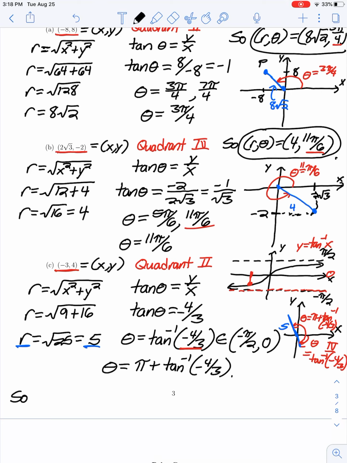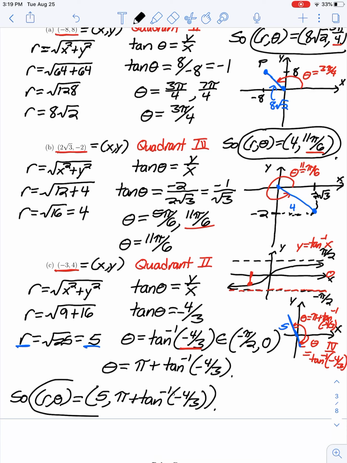So for this one, a little bit tricky when we're making use of that arctangent function because we need to ensure that we are in the correct quadrant. And the downfall of the arctangent function is that its range of values is only from negative to positive pi over 2. So here, the polar coordinates that we want are 5 and pi plus arctangent of negative 4/3. Okay.